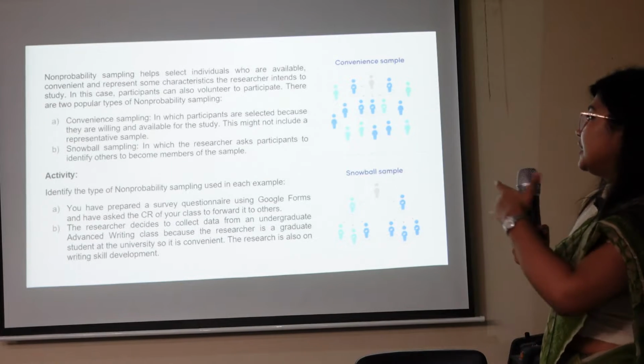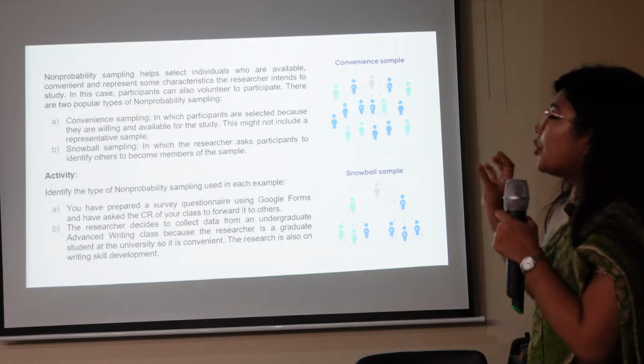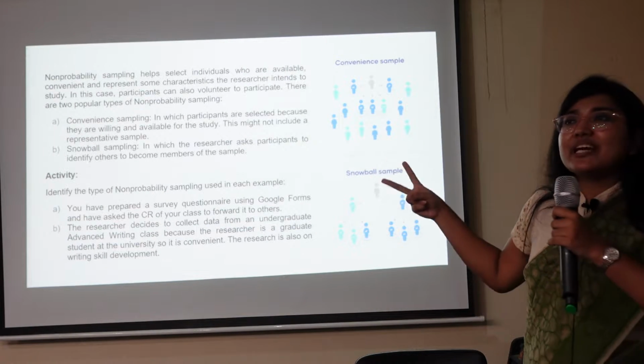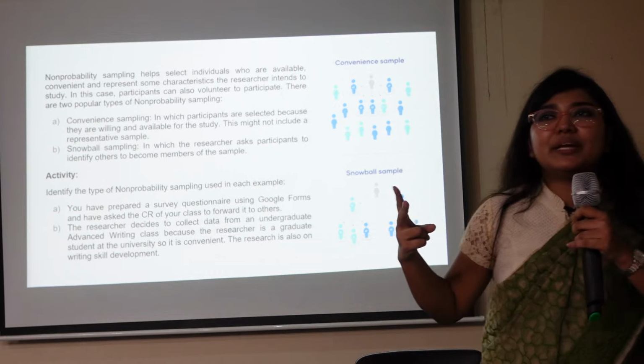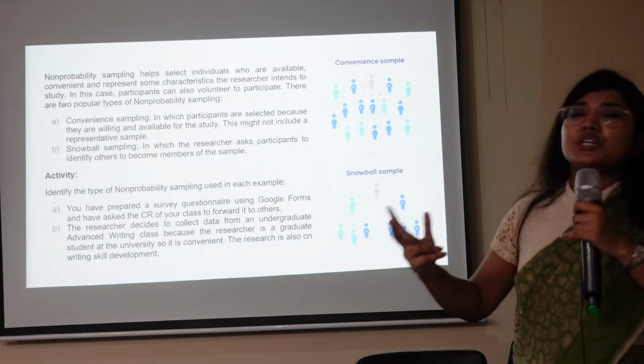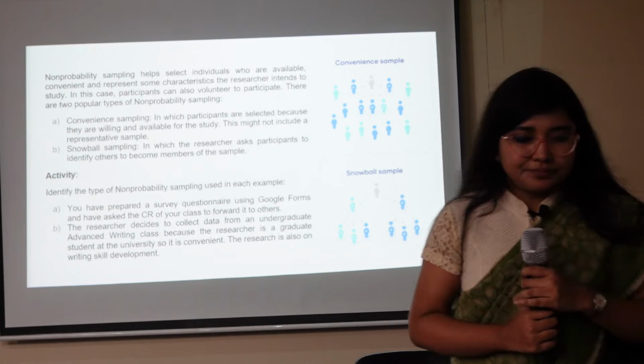So let us look at this activity. Identify the type of non-probability sampling from these examples. Tell me which type of non-probability sampling is used in each of these two examples. Which one is convenience, which one is snowball? Take 2 minutes.